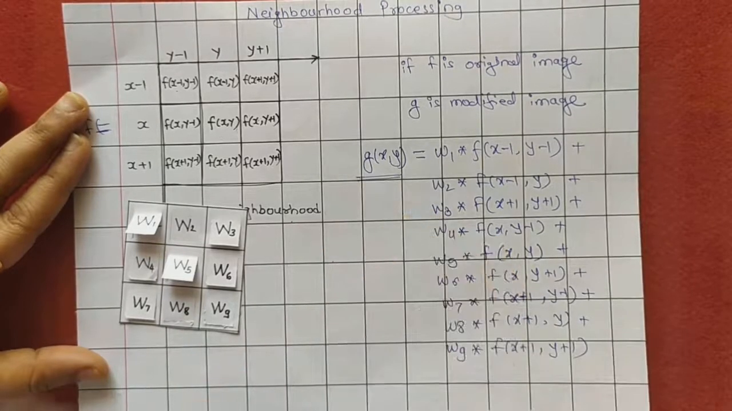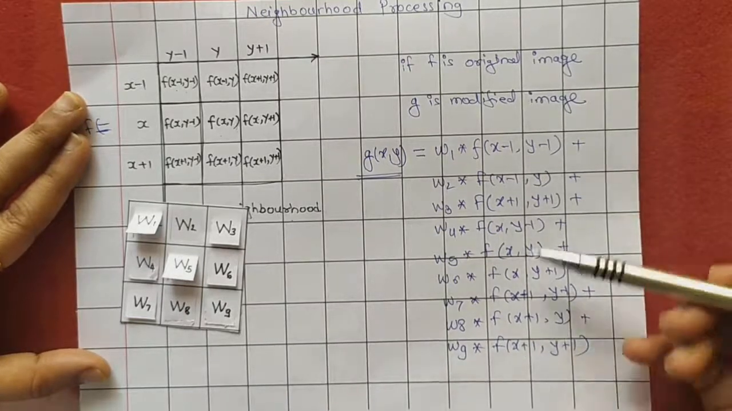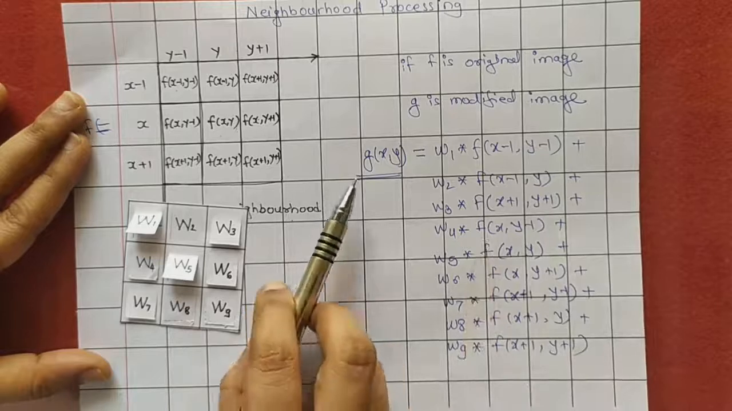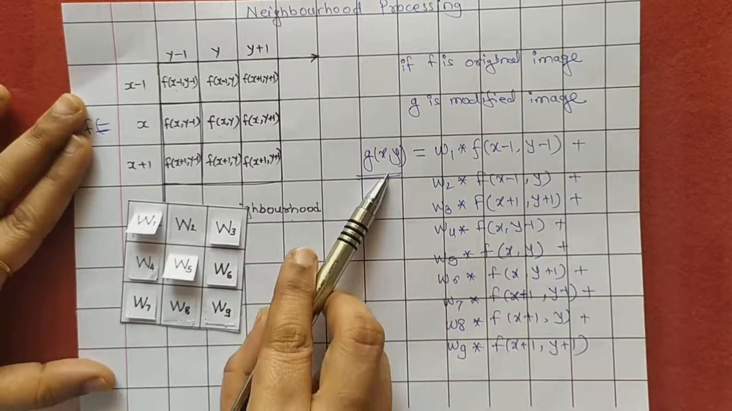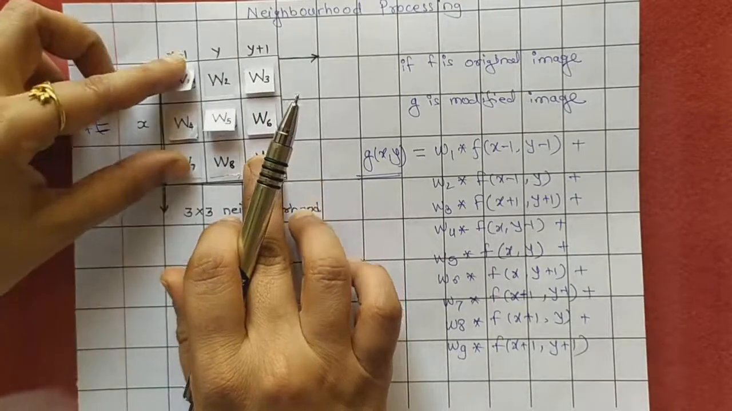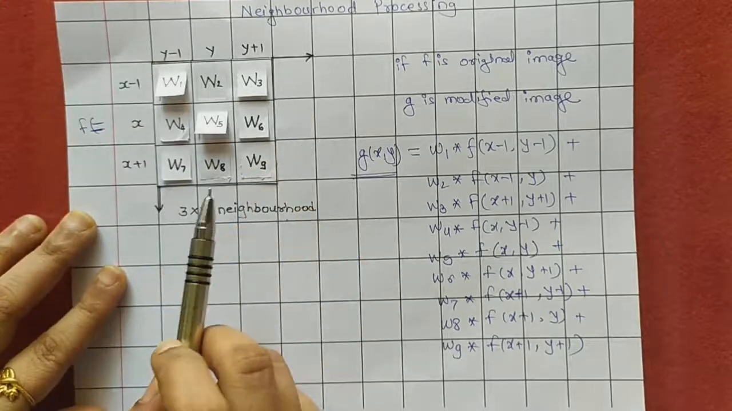So this value we have to calculate like this, and then we keep this modified value at the center of the mask, or at the center position where the center of the mask is coming.